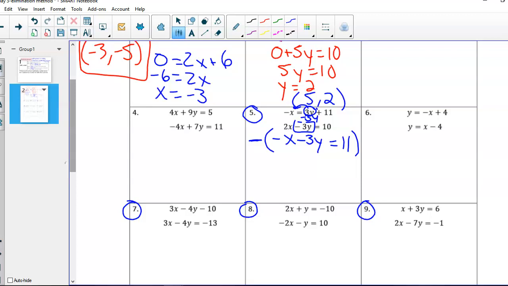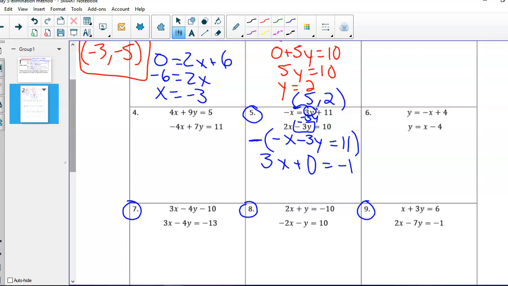Two x minus a negative x is what? It is going to be positive 3x. Negative 3y minus a negative 3y is 0. 10 minus 11 is negative 1. It's best when you do these to do them step by step. Go slow at first until you get the hang of it.